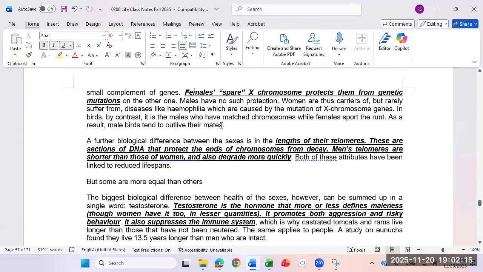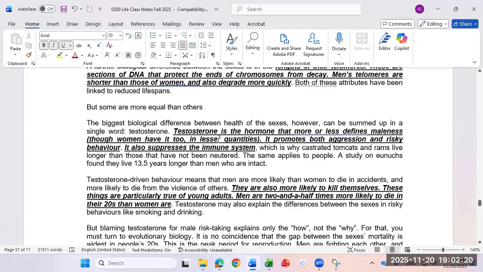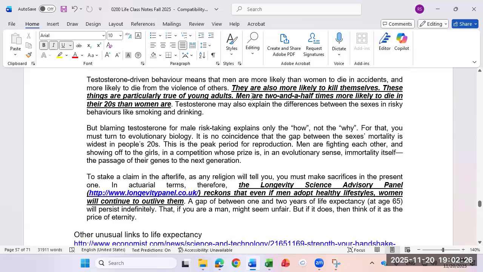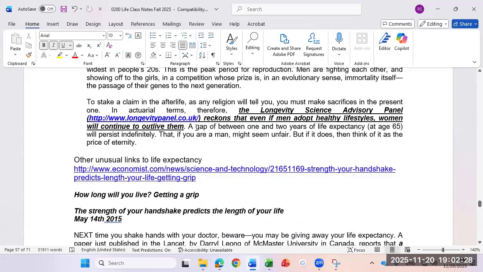So there are natural things in a woman's body that men don't have that give them longevity. More testosterone makes us do stupid things. Suicide is an issue in this. And there's actually a longevity science panel. I don't know if y'all knew that.